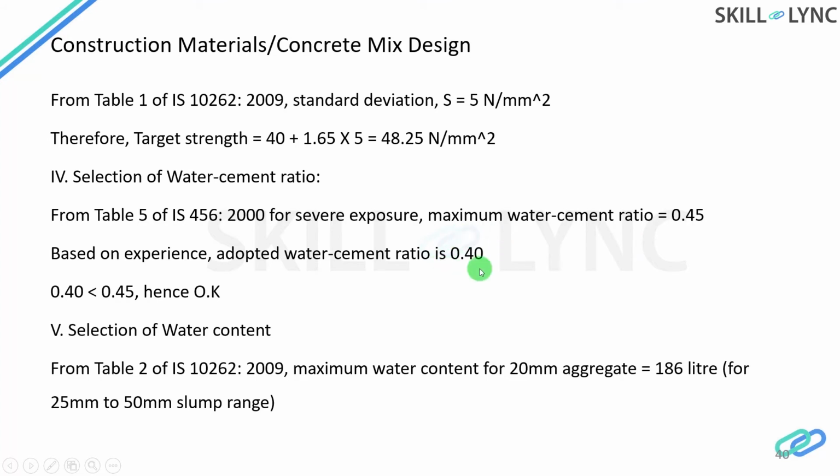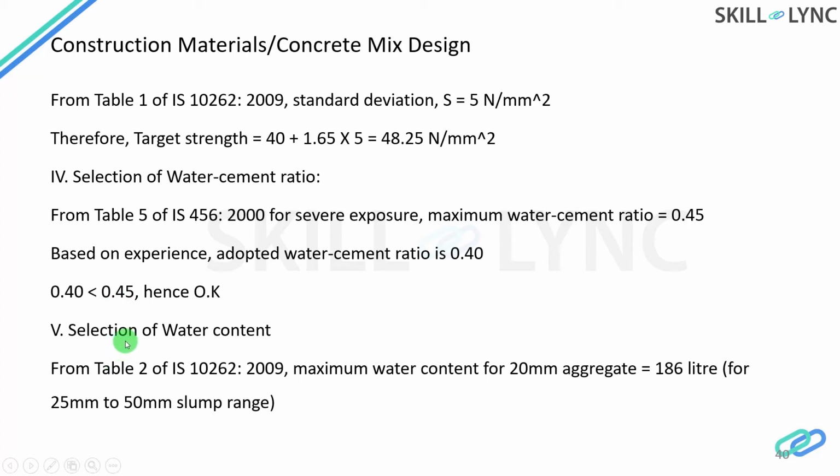Always, for the water cement ratio, the lesser value is what we consider for mix design. We have seen in the earlier session how to calculate the water cement ratio, and in that also we take the lower value. So the water cement ratio adopted here is 0.4, which is less than 0.45 from the table. So it is hence okay.